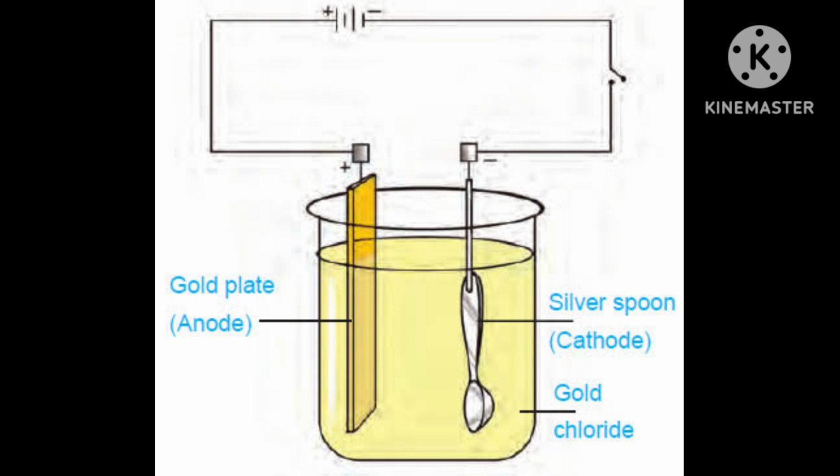As for example, if impure gold was there, then anode was impure gold and cathode was pure gold. Then from the impure gold, whatever impurity such as Ag was there in the impure rod, that will dissolve. Again, same way, the gold will come here and deposit on the side of cathode. Then you will get more gold there, following the same process.